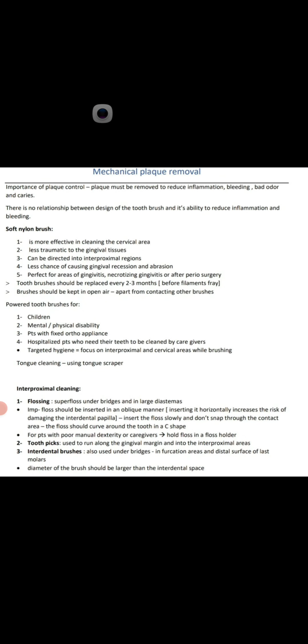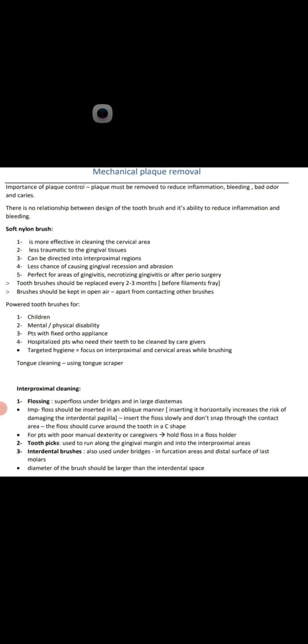Now first we start from mechanical plaque control. What is the importance of plaque control? Plaque must be removed to reduce inflammation of gingiva, bleeding, bad odor and caries, because in plaque there are bacteria which are responsible for caries by producing acids. There is no relationship between design of toothbrush and its ability to reduce inflammation and bleeding. Means there is no such design shape of toothbrush which reduces inflammation and bleeding.